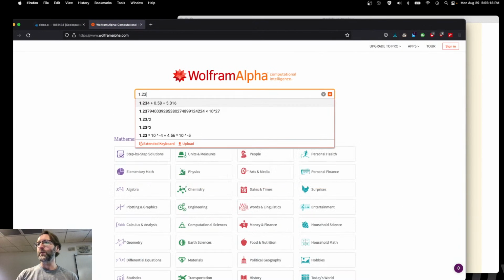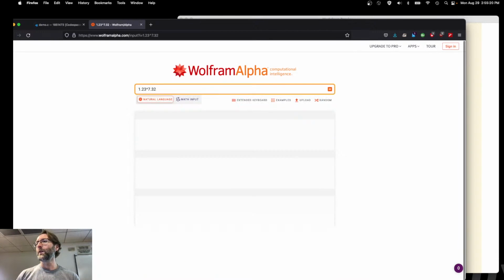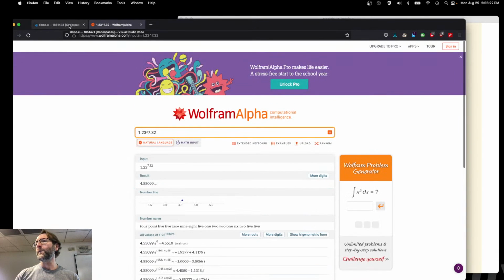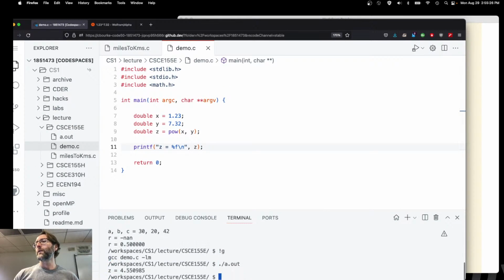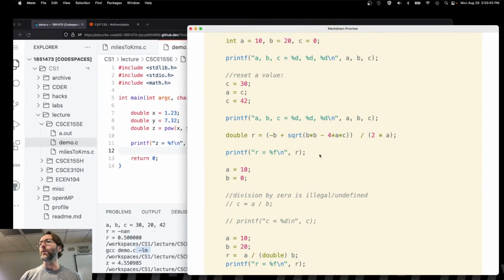1.23 raised to the 7.32, 455 and change. Right, there we go. 455 and change. Note what I did there. I continue to use the -lm flag because I am doing stuff with the math library here. Right. Yeah, that's good for now. We'll revisit some more math library stuff later.